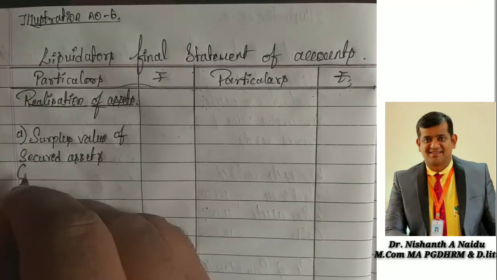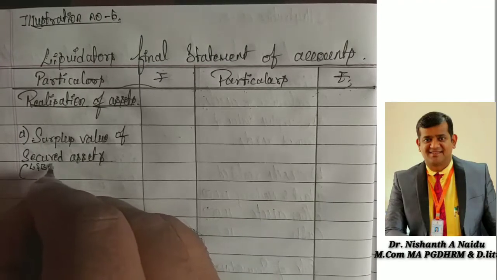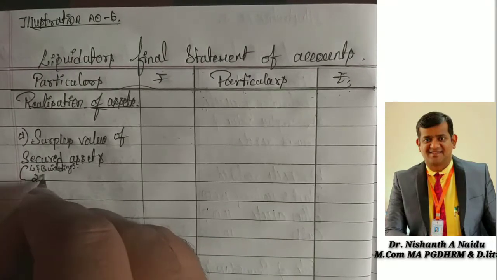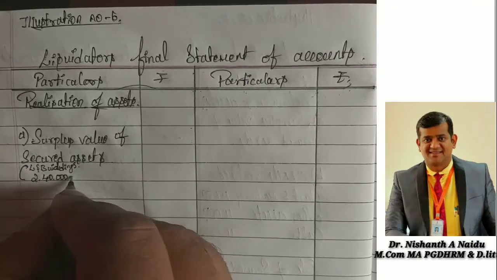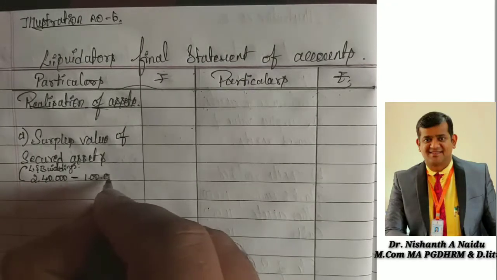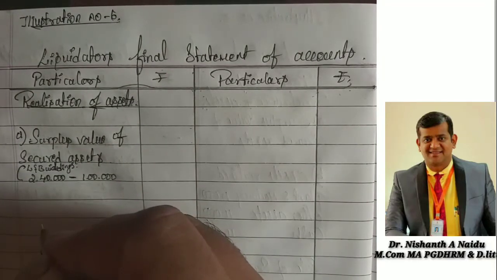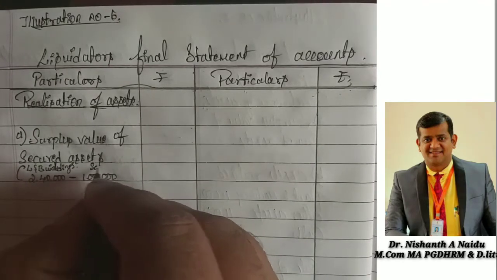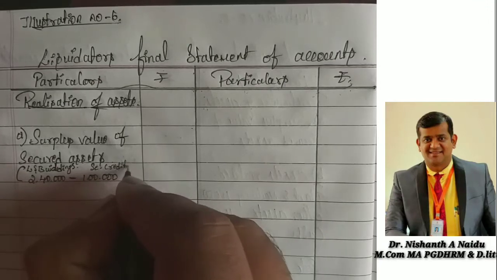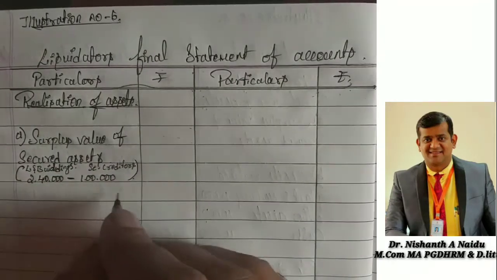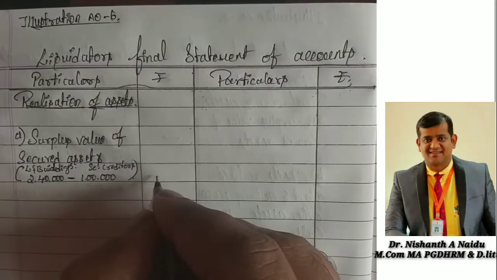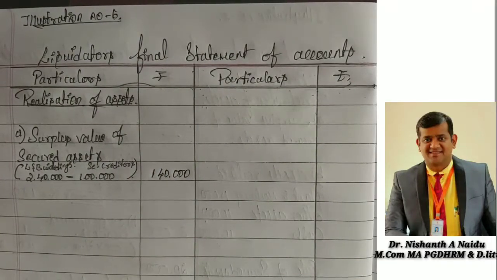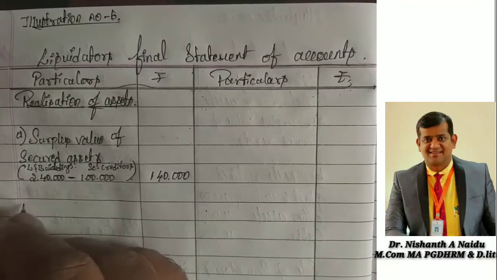So land and buildings I am writing here so that you should not get confused. Land and buildings. What is the realized value? 2,40,000 in the adjustment, minus how much it has been secured for? 1 lakh rupees, a loan of rupees 1 lakh. Clear? So that is secured creditors, 1 lakh rupees. So now deduct 2,40,000 minus 1 lakh, 1,40,000. So that we got it. Correct?